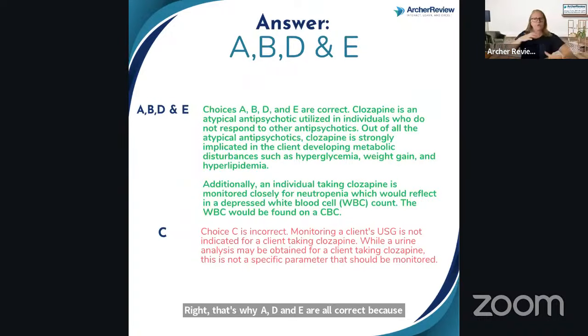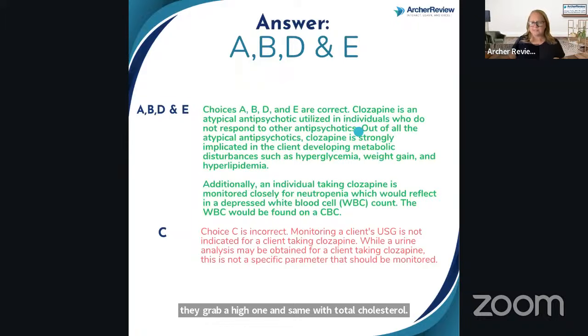So when you see all three things there that relate together, think about what the risks of that drug are. What are the overarching things they can do? If it can cause this metabolic disturbance, then you know, A, weight, we need to keep an eye on it. Their weight could be going up. D, blood glucose, yeah, they could have a high one. And same with total cholesterol. That's why those are all correct.